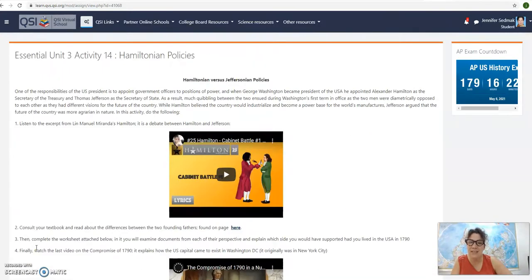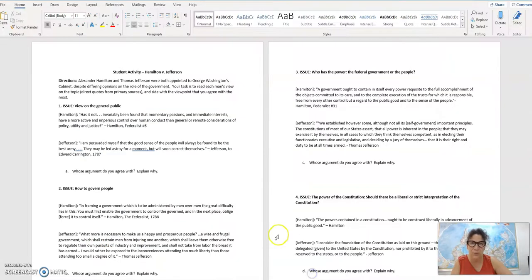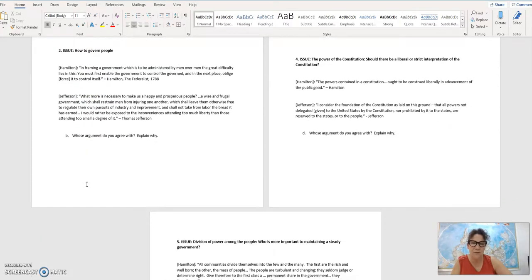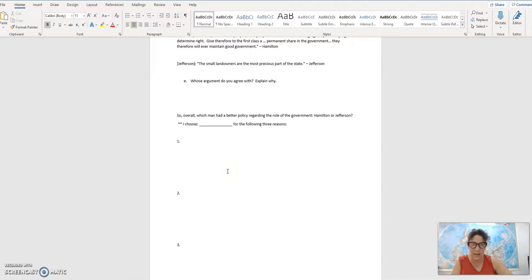So in this activity, you will learn about Hamilton and Jeffersonian policy, and then there is an assignment right here for you to do. So let me take you to that, where I outline the issues between Hamilton and Jefferson, like their view on the general public, their view on how people should be governed, and so forth. And ultimately what I'm getting to is who do you agree with the most in terms of the future of the country? Do you believe that Hamilton's vision or Jefferson's vision was more suitable? You have to say why, and then you have to give me three substantial relevant reasons.